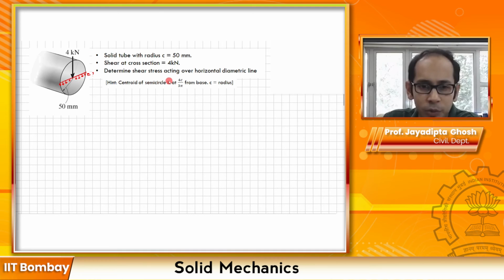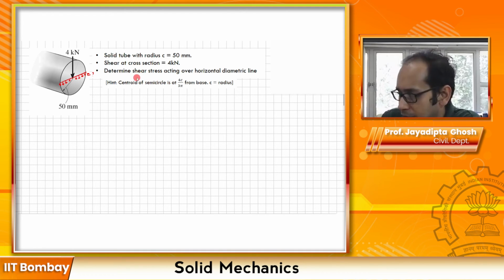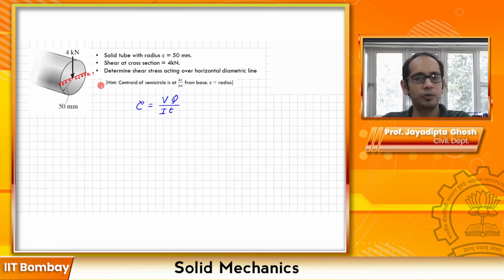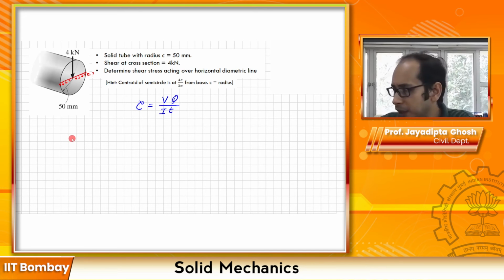This is just to help you out, although you should know to derive these things. Remember that for and we will see where this hint comes into play in this problem. So we know that from our shear formula that tau equals VQ divided by I times T. We already know this, so now let's just plug in the different numbers.